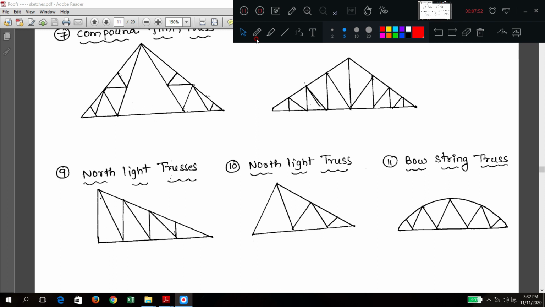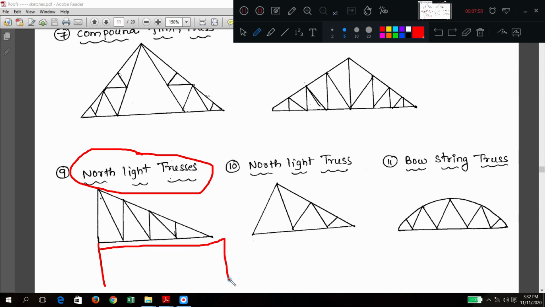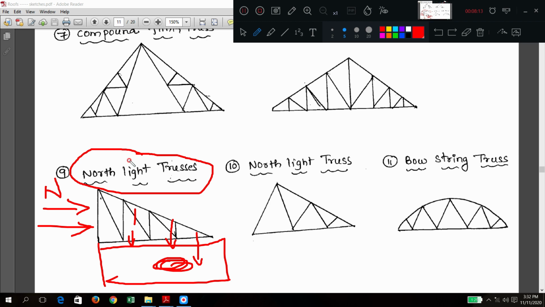And what is this, north light truss? The truss is made like this. Inside there is a house. So light will be admitted from here, and preferably this is in the north direction. So light can get admitted into this truss. From there it will get reflected inside. So this is also a north light truss. For that the name given is north light. Generally the light is got from the north direction.